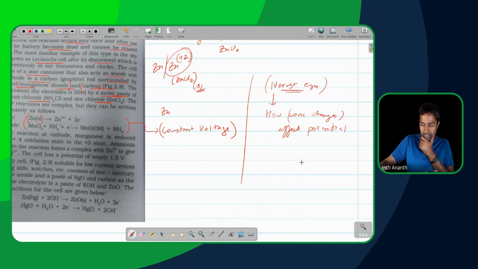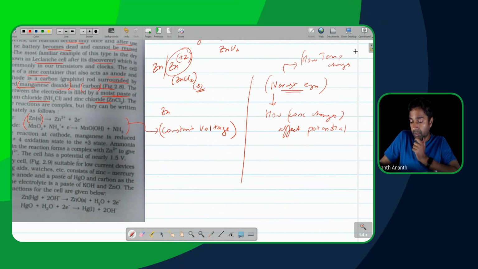Not just concentration. Another thing it also gives is how temperature changes. It can be used not just for concentration, but also for temperature change, that RT by nF part. Okay.